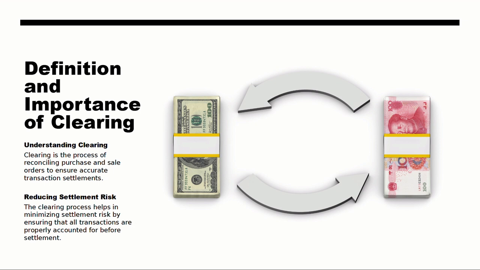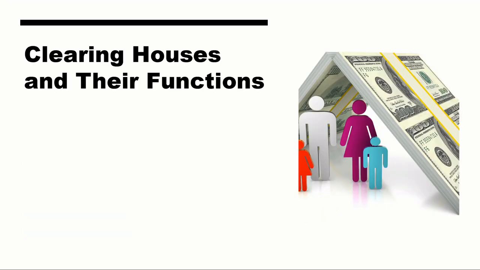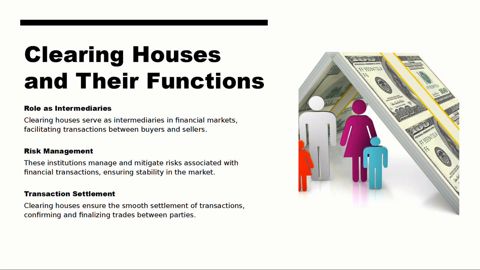Understanding clearing. Clearing is the process of reconciling purchase and sale orders to ensure accurate transaction settlements. Reducing settlement risk. The clearing process helps in minimizing settlement risk by ensuring that all transactions are properly accounted for before settlement. Clearing houses and their functions.